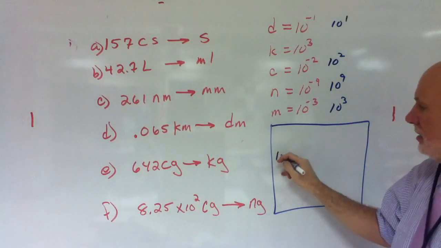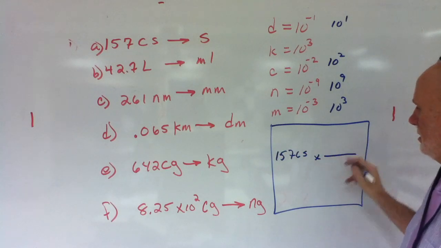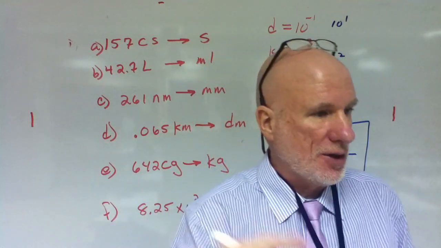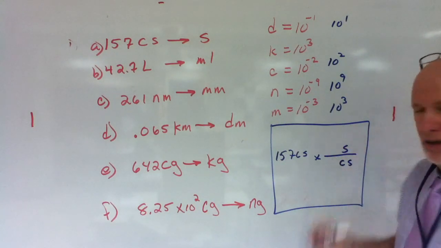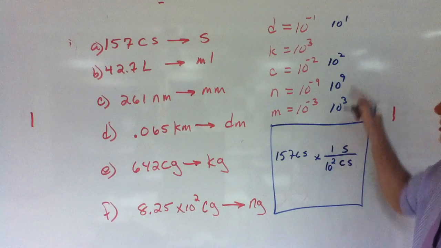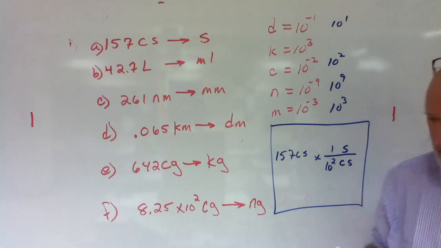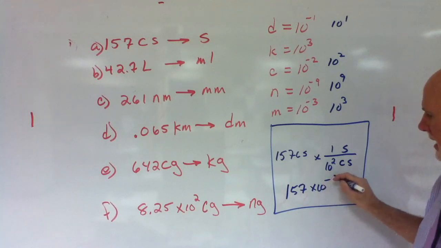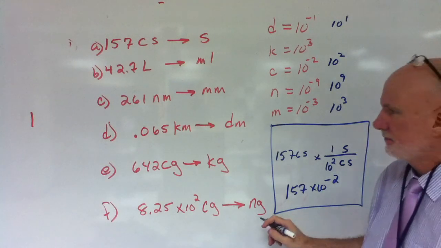So I say 157 centiseconds. I want to divide what I want to get rid of and multiply what I want to add. So this is centiseconds. This is seconds. You always use the larger one, gets a 1. 10 squared, right? There's 10 squared centis in a whole, correct? So this is going to be 157 times 10 to the negative 2.